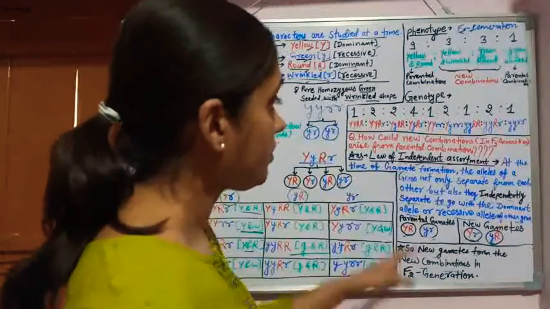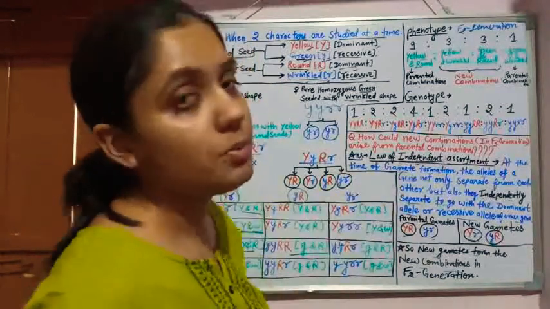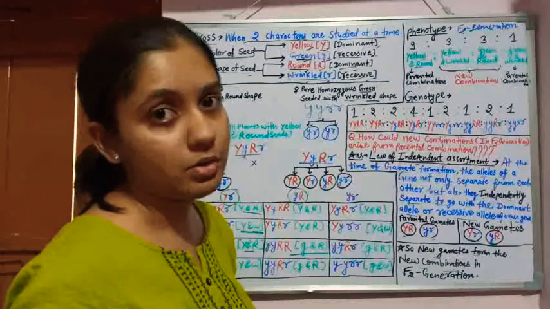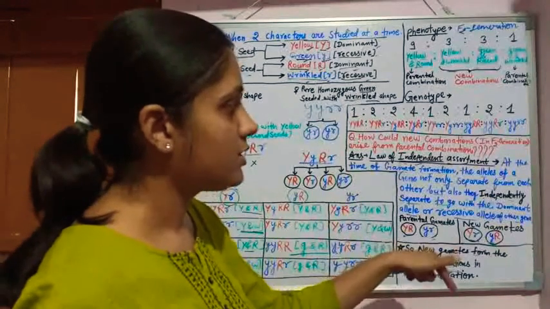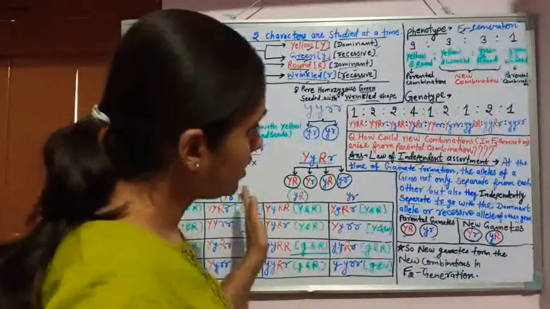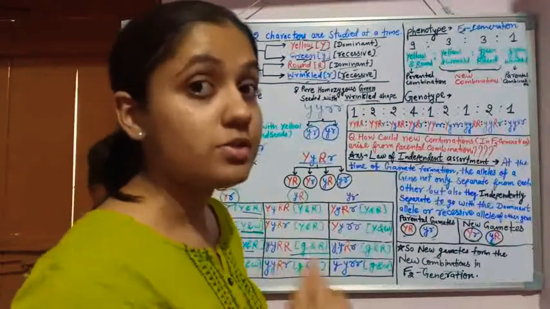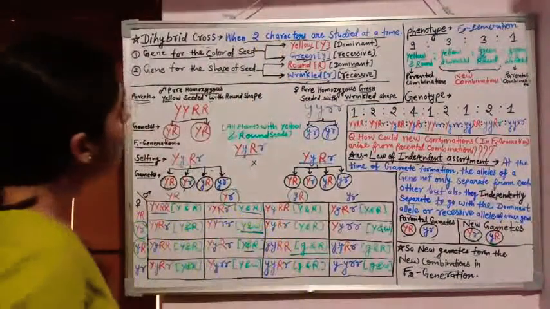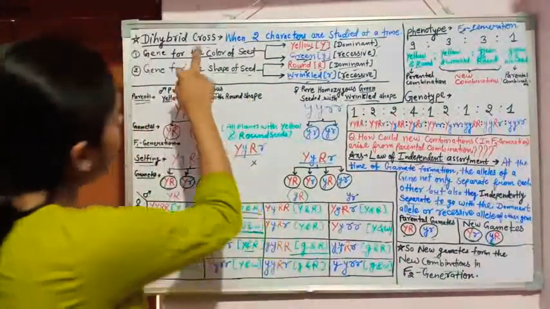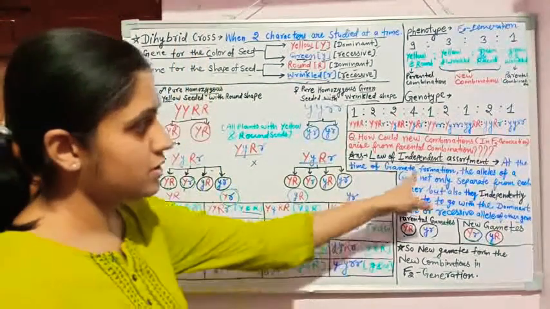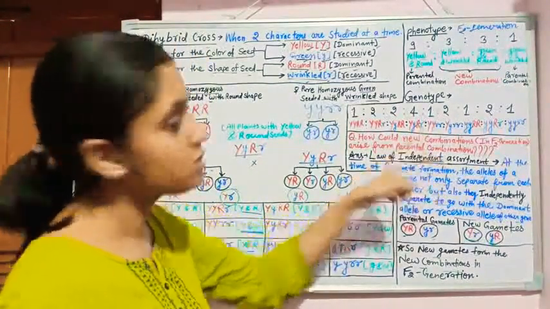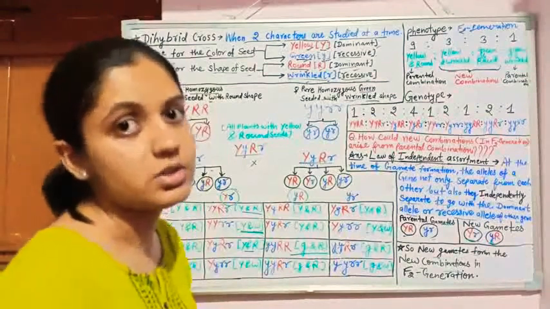It cannot be explained by the monohybrid cross. Why? We will understand at the end of this video, so stay tuned. First of all, what is the dihybrid cross? Because this law is based on it. So what is the dihybrid cross?